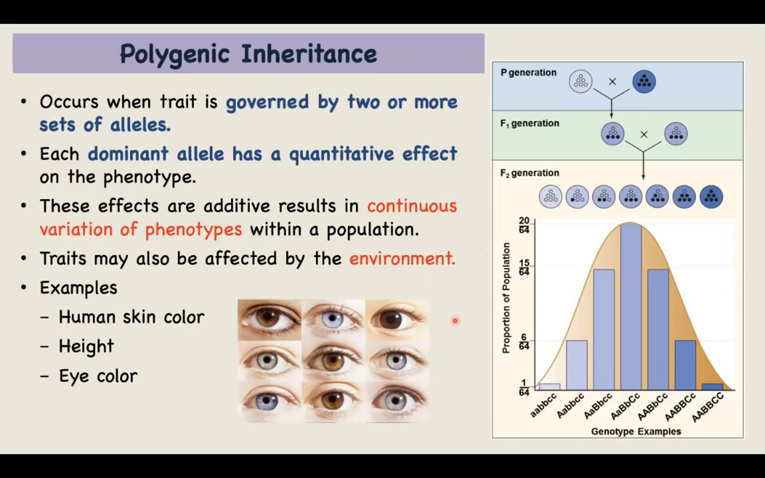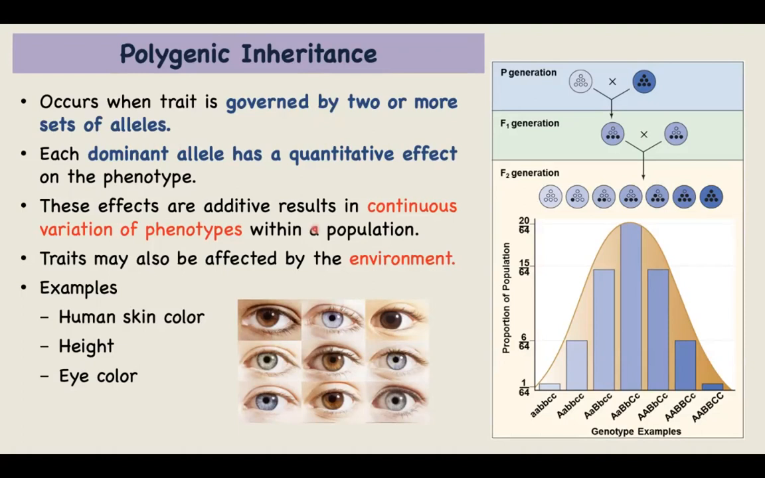Okay, next we go on into polygenic inheritance. If you refer to page 200 of your MEDA textbook. This is a bit confusing, so please pay attention. Polygenic inheritance occurs when the trait is governed by two or more sets of alleles. Okay, allele kita sebelum ni dua kan, the most. Now when it is polygenic inheritance, dia ada two or more sets of alleles.